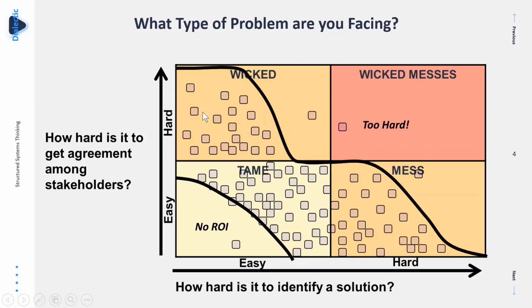And over that time, I learned that each of these quadrants has a different set of tools, and that if you know what kind of problem you're facing, you should pick the right tool for the job.